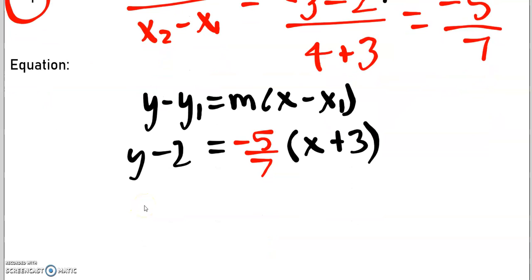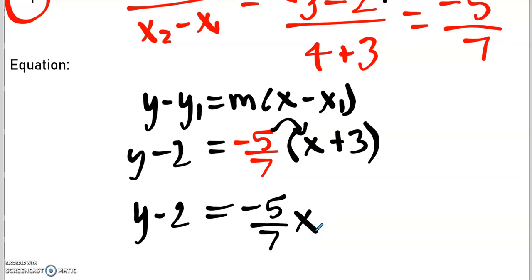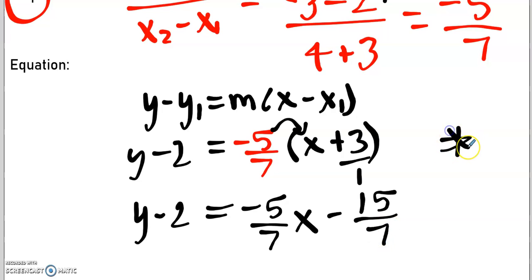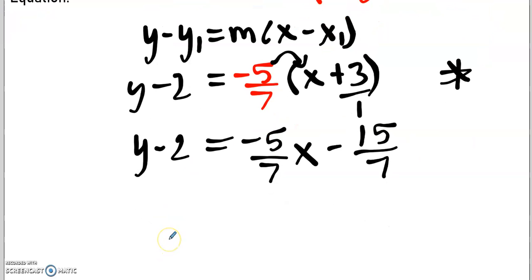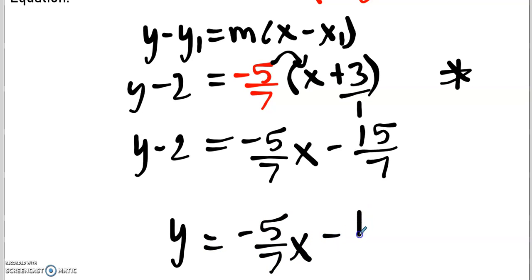I'm going to distribute that negative 5 over 7. So I'll leave this side y minus 2 equals, distribute here, so I'm going to have negative 5 over 7x. Ooh, you remember how we multiply fractions? Go straight across, right? So I have minus 5 times 3 gives me 15 over 7 times the 1 gives me 7. Remember how to multiply fractions. We go straight across, okay? We'll get that 2 over because I want to get y alone. So I'm now going to have negative 5 over 7x minus 15 over 7.